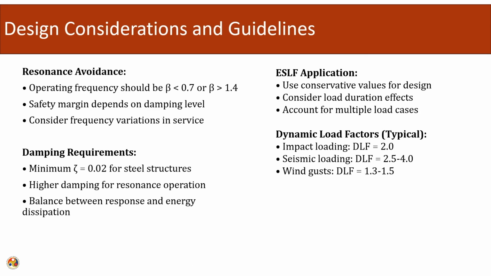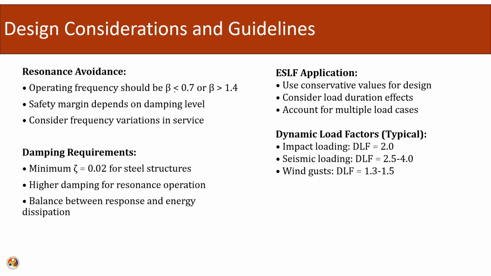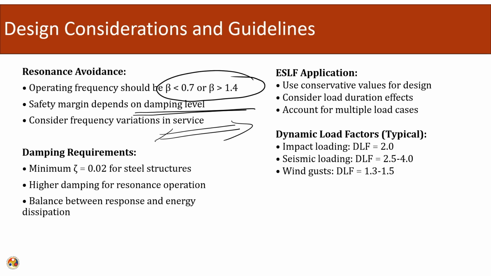So, now we will try to see an overview of the things that we have analyzed. As far as the design consideration goes, to avoid the resonance, the operating frequency should be in this range. Safety margin will also depend upon the damping level, and we will have to consider the frequency of the vibrations that are going to occur. So, the damping requirement is 0.02 for steel structure. If the resonance is more, then we need higher damping.